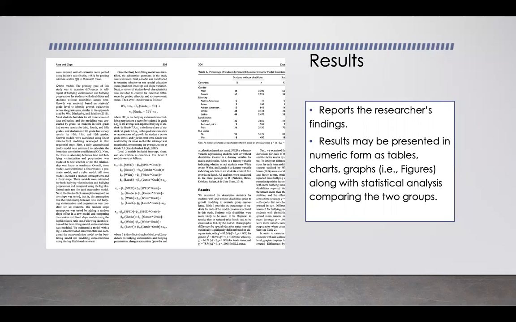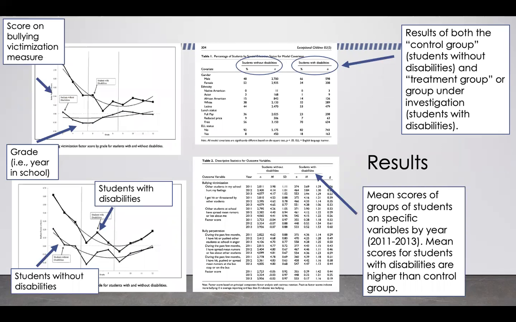The results section reports the researchers' findings. Results may be presented in numeric form as tables, charts, or graphs, along with statistical analysis comparing the two groups. Looking at the tables from this article, the table reflects both the results of the control group and the treatment group, or the group under investigation.